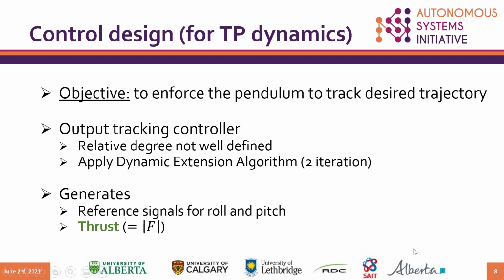Let's now design a controller for the TP dynamics, with the objective to enforce the pendulum to track a desired trajectory. We take the approach of output tracking. However, we find that the relative degree is not well defined for the TP dynamics. Therefore, we apply the dynamic extension algorithm and we find that the algorithm converges after two iterations. This control design gives us two useful quantities. The first quantity is reference signals for roll and pitch that are going to be used for the inner loop. The second quantity is the thrust, which is equal to the norm of the force that's applied to the point mass.